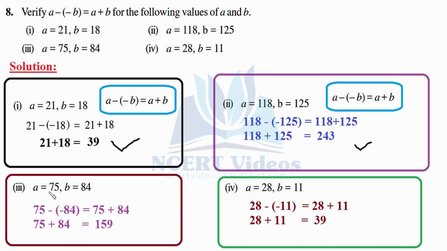Now third, now a and b are changed. 75 minus 84. Similarly, on the right hand side, 75 plus 84, placing at the place of a and b, and negative is plus. When you add 75 plus 84, 5 plus 4 is 9, 7 plus 8 is 15. Last part, a is 28, b is 11, just substituting the values in a and b and obtaining the result. So 28 minus is plus. Just remember this, minus is plus. It gives you 39. That makes your question number 8.